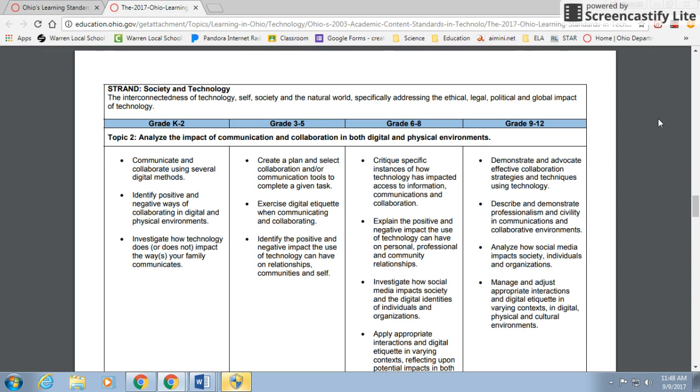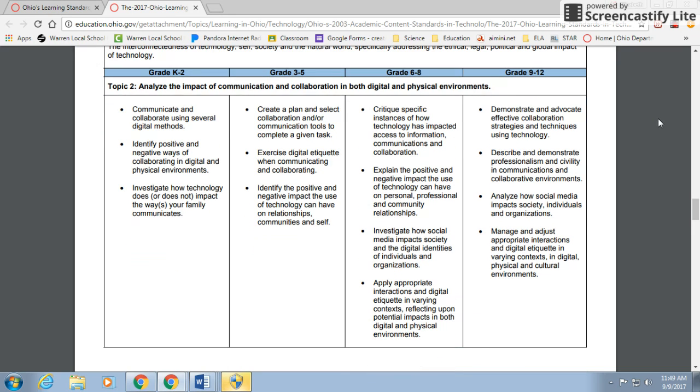Topic 2 is analyzing the impact of communication and collaboration in both digital and physical environments. To me, this is, students need to understand etiquette and understand that consequences play a major role, whether they have positive or negative consequences for whether they're posting anything online or whether they're researching. It doesn't matter. They need to understand that there will always be a ramification to it.